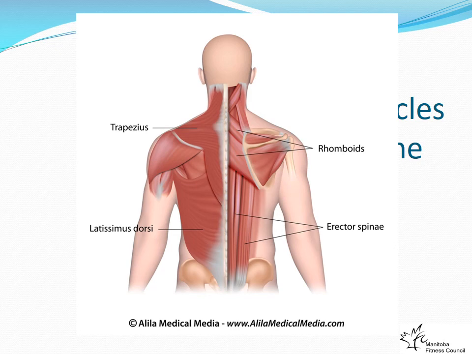Also here you'll see the rhomboids. The rhomboids are deep to the trapezius. So in this picture, on the left-hand side, you are seeing the superficial muscles of the trapezius and lats. On the right side, they've removed the trapezius and the latissimus dorsi, and now you're seeing the rhomboids, which are underneath the trapezius, as well as lower down, you're seeing the erector spinae.